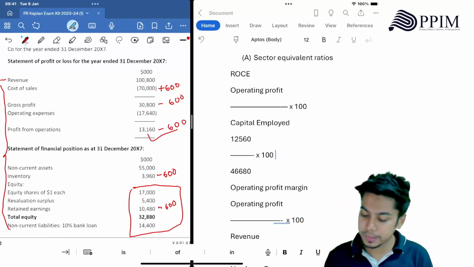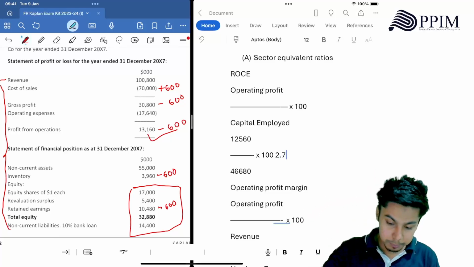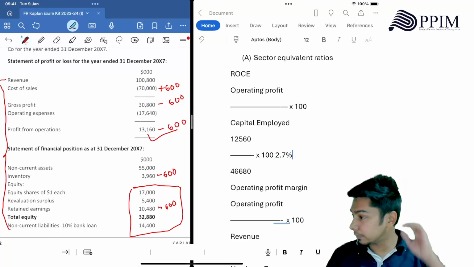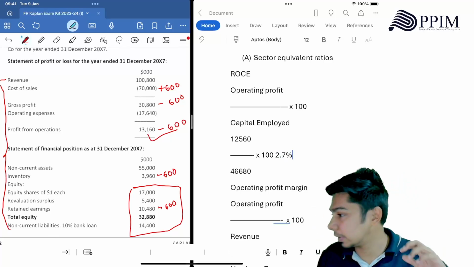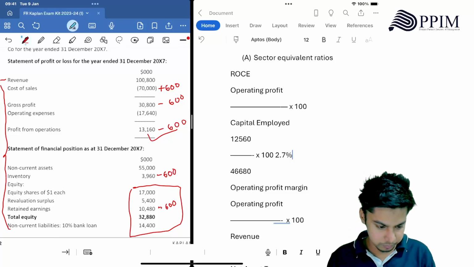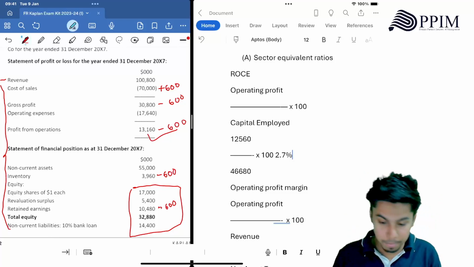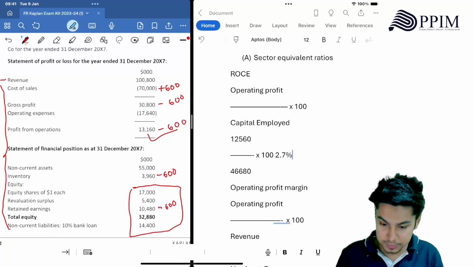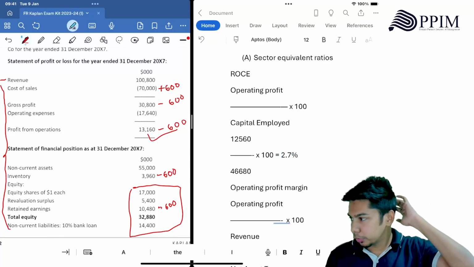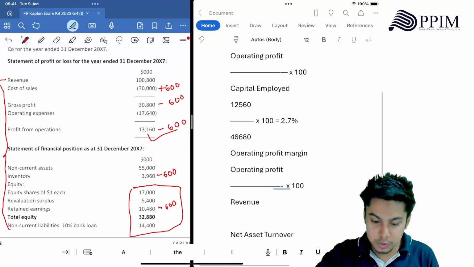So therefore I'm getting the answer as 2.7% approximately. Is that answer correct over there? Oh, wait, wrong. 1 minute. Is it okay, guys? 2.7. 2.7 is okay, no? Let me check those answers. Good. Guys, let's move on to the next one.